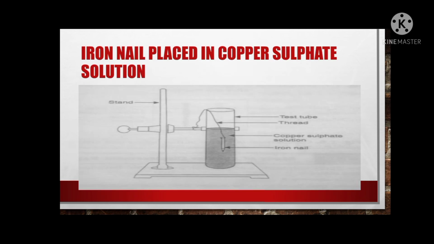This can be understood by performing an activity. In this activity, a fresh nail is tied to a thread and dipped in the copper sulfate solution containing test tube. The test tube is fixed to the stand. If you perform this particular activity for some time, the bluish color of copper sulfate turns colorless. That is because the iron replaces the copper.